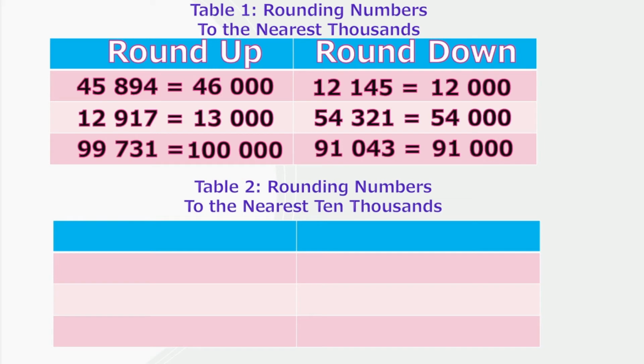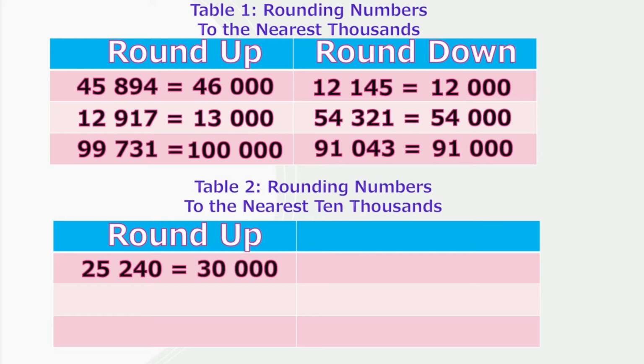Table 2. Rounding numbers to the nearest 10,000s. Sample number 1. For round up, 25,240. Round to the nearest 10,000s. Your answer will be 30,000. Round 36,123 to the nearest 10,000s. Your answer should be 40,000.